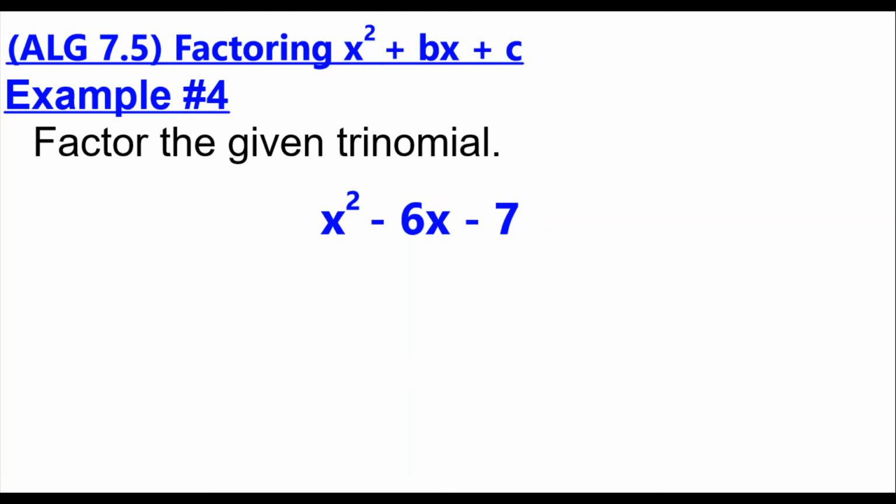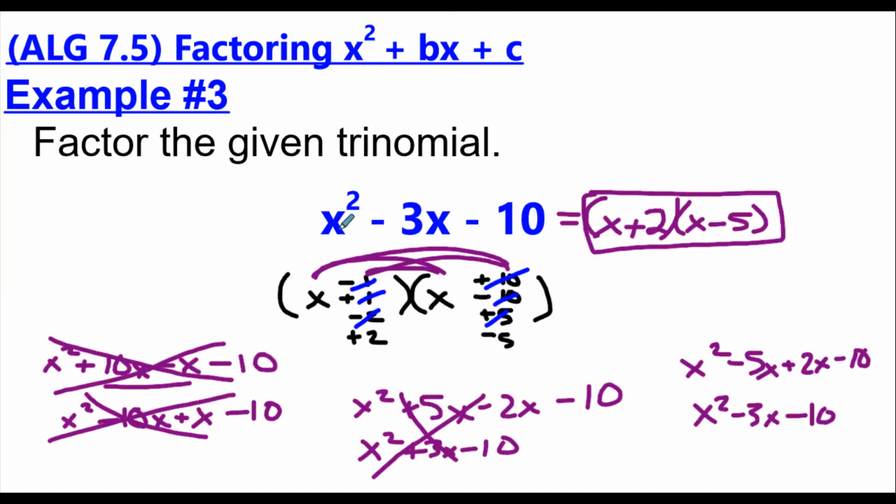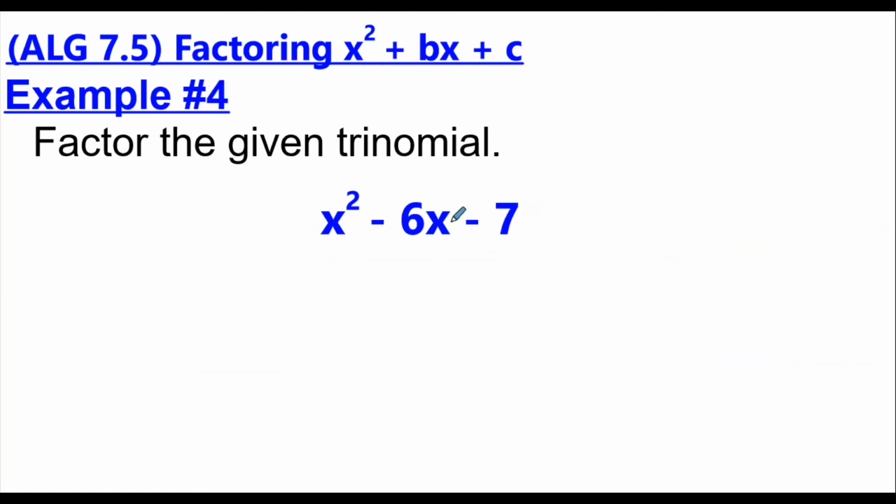The next example, again, we've got two negatives just like the previous one. This one is actually not too bad because, again, we've got a prime number out on the end here. So I just wanted to cover an example where we had a prime and two negatives. So taking a look at this one, I'm looking for two numbers that multiply to give me that -7.